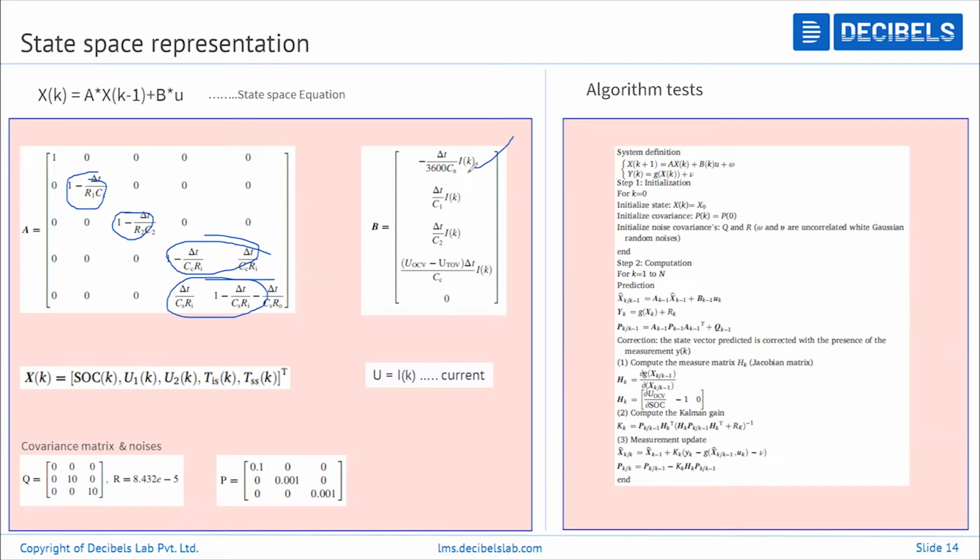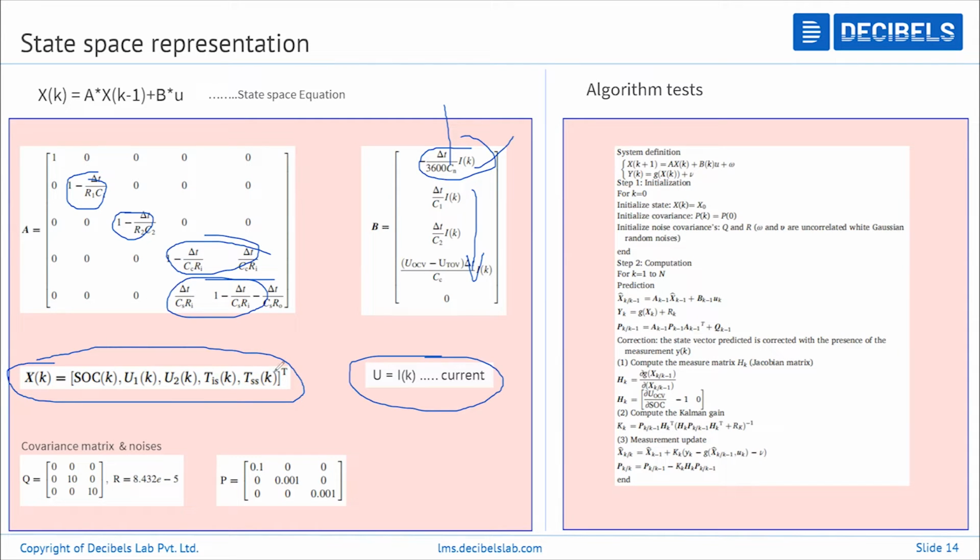Okay, so the equation for the SOC estimation is nothing but your basic Coulomb counting. And then the rest is for the thermal part. You have your current, and these are the state variables. So the first state variable will be SOC, then U1, U2, TIS and TSS.